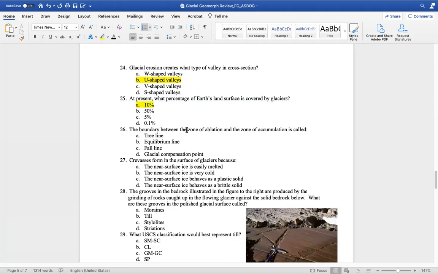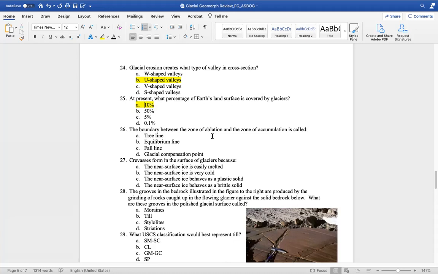The boundary between the zone of ablation and the zone of accumulation is called what? Even if we haven't heard ablation in this sense, we've talked about it before, where ablation is the removal of ice, and accumulation, we probably already know what that means. In the zone of ablation, ice is being removed or melting, and the zone of accumulation is where snowfall is actively being layered and falling and contributing to that glacier.